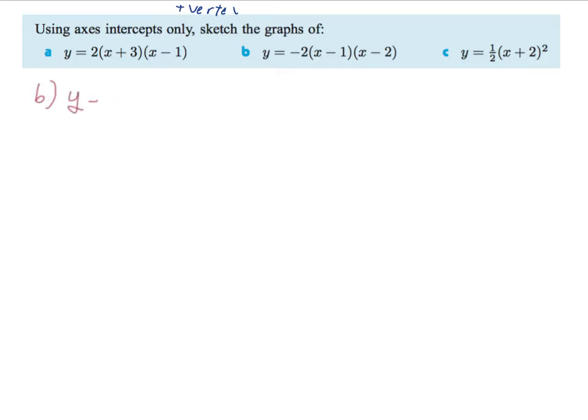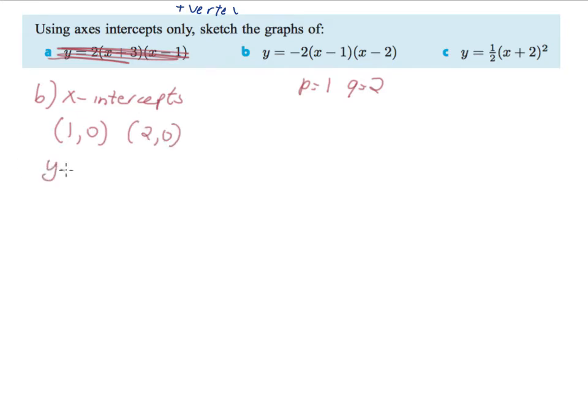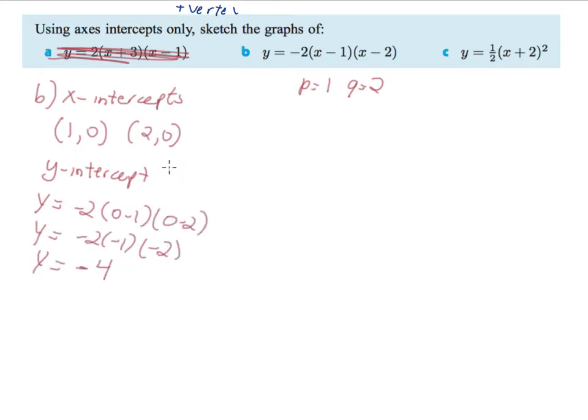Okay, let's look at our next example. Find our x-intercepts by setting x minus 1 equal to 0 and x minus 2 equal to 0, to get our p and q. So our x-intercepts are (1, 0) and (2, 0). For the y-intercept, replace x with 0, simplify it down, and we end up with a y-intercept at the point (0, -4).